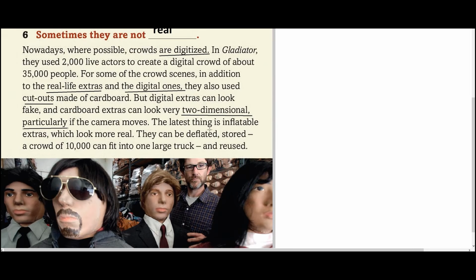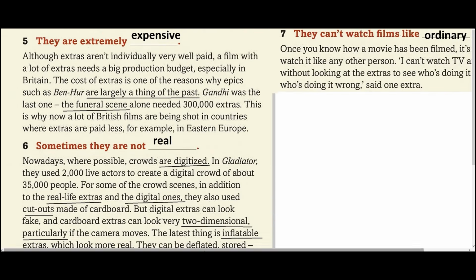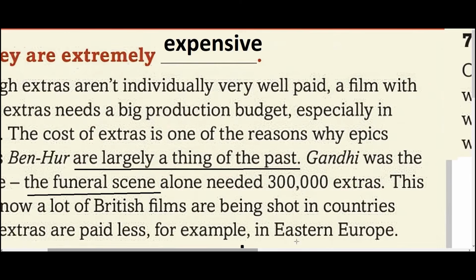Самая последняя вещь — это inflatable extras, надувные статисты, которые выглядят более реально. Они могут быть сдуты, stored, скинуты в кучу, то есть их можно хранить, и толпа в 10 тысяч может уместиться в один большой грузовик и быть повторно использована. Use — использовать, reused — повторно использовано. Так, это 6. И у нас остался кусочек 7.